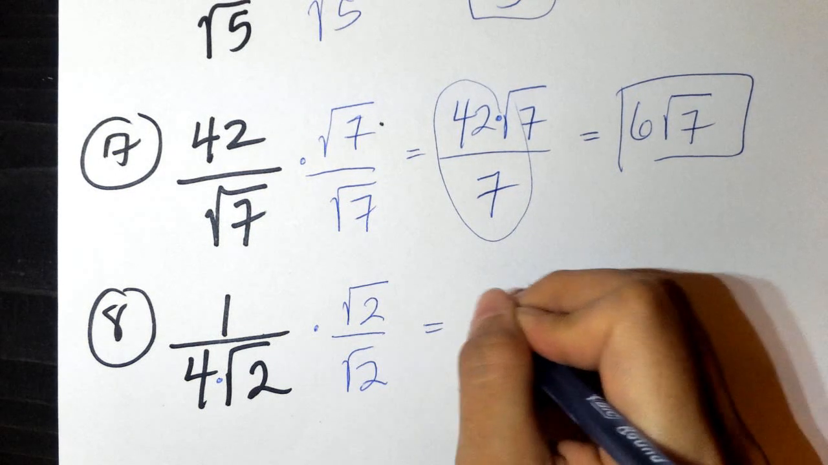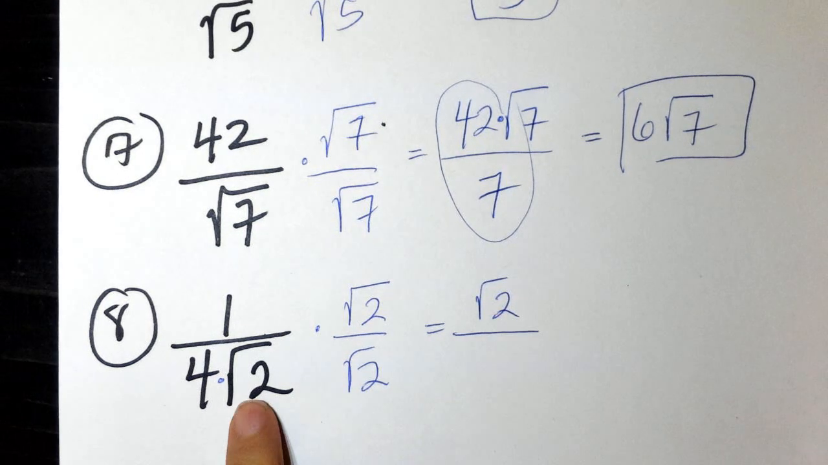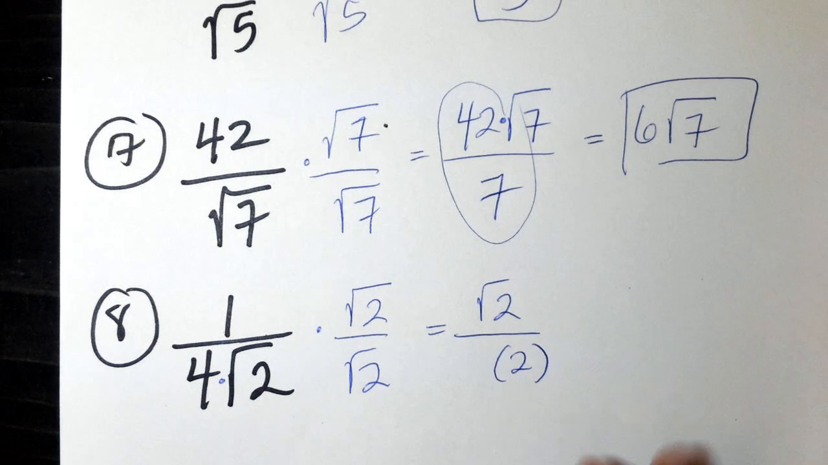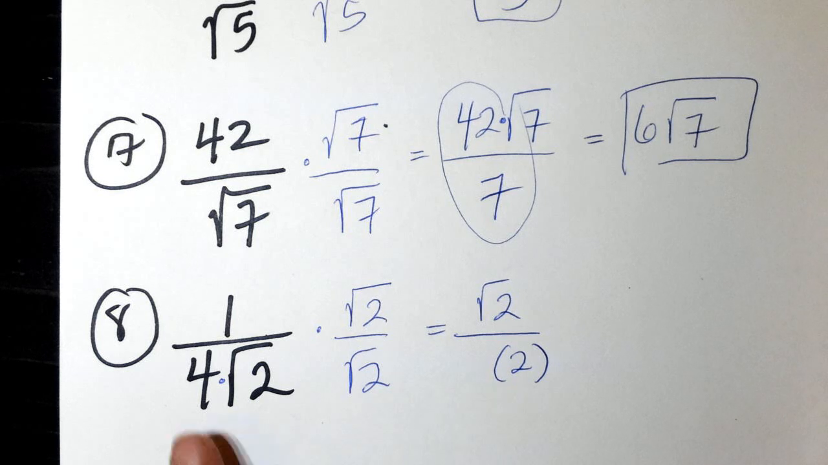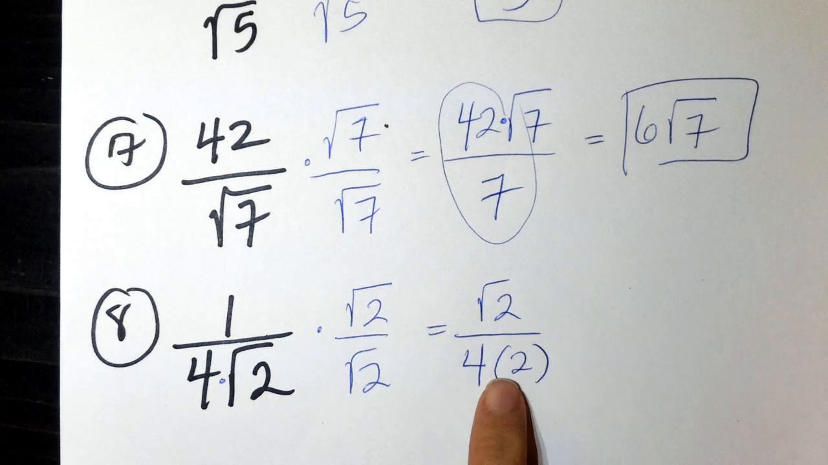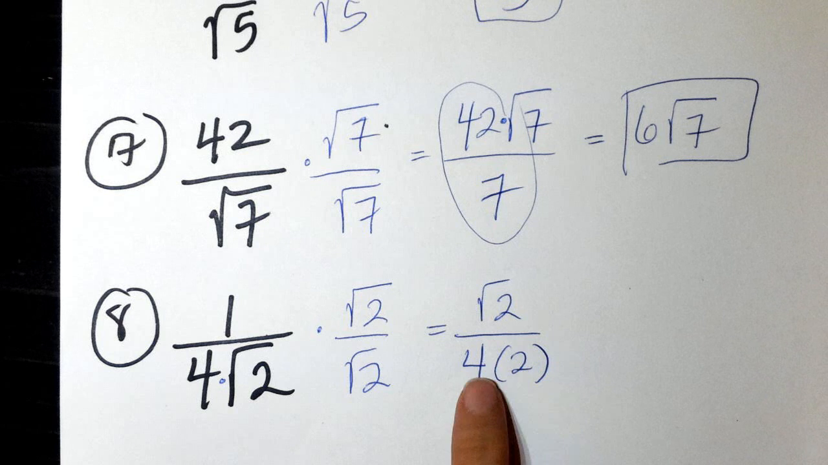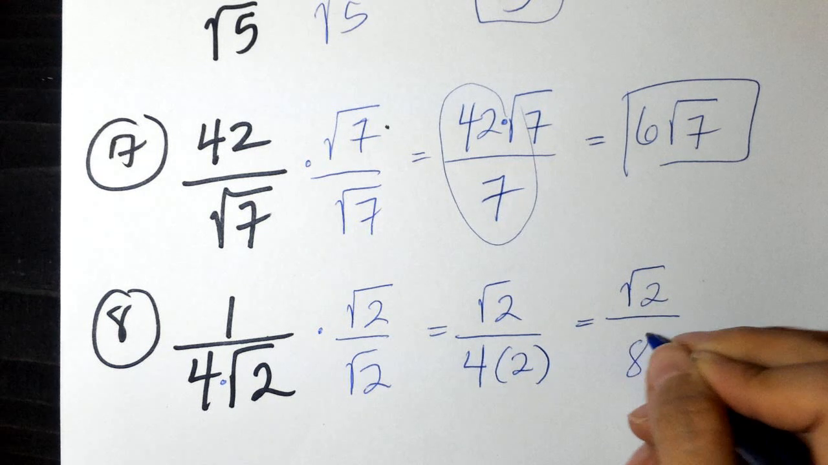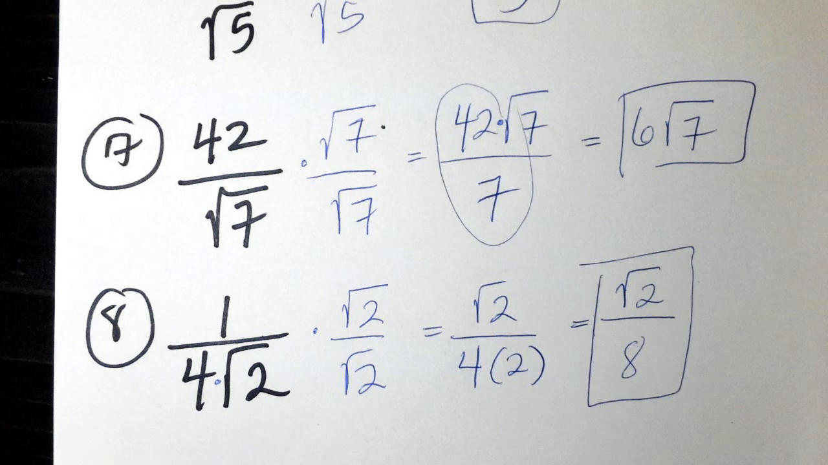So in the top, I get the square root of 2. On the bottom, I get the square root of 2 times the square root of 2, which is the square root of 4, which is 2, right? But then this 4 is still chilling. I'm going to put this in parentheses, because now I have to do what with these two numbers? Multiply them, right? Don't write them next to each other, because then it's going to look like 42. So 4 times 2 is 8, and then that is my final answer.